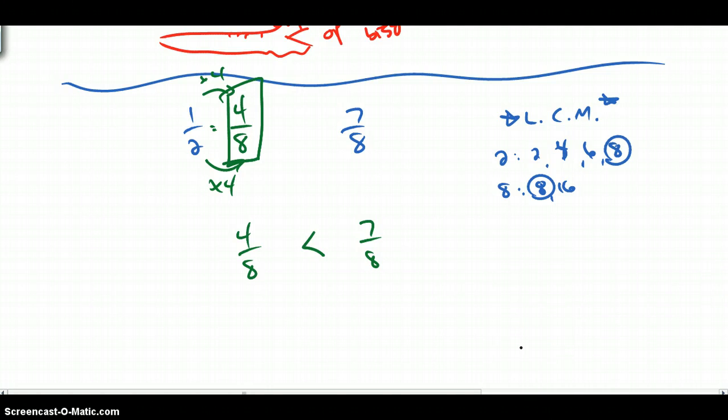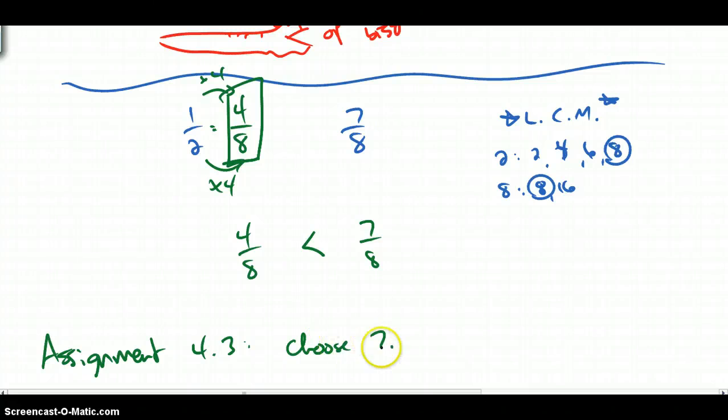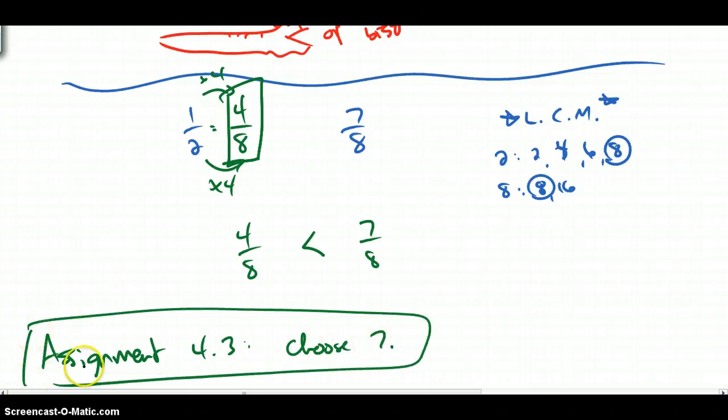Your assignment today, we're looking at 4.3. And remember, we're doing odd questions, so we can check our work in the back. I'm going to say choose 7 questions at 4.3 today. Good luck. Thanks, guys.